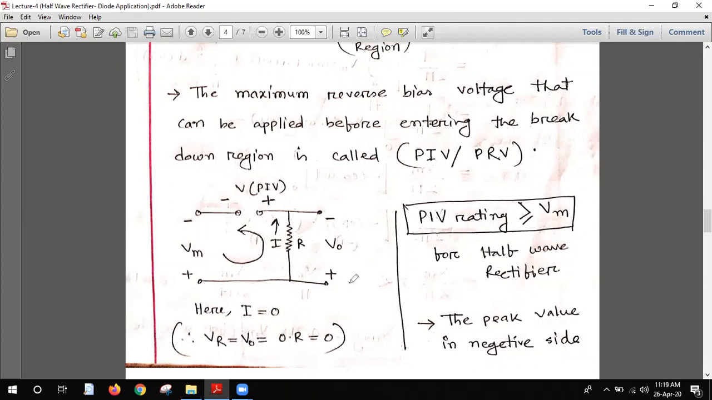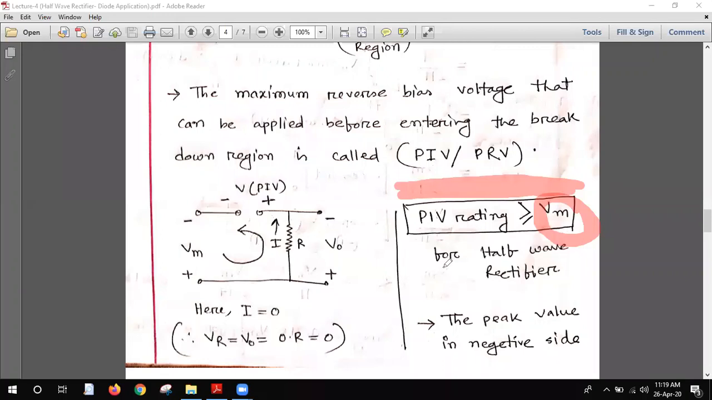Both are the same. So in this half wave rectifier, the PIV rating is Vm, and the reverse voltage should be less than Vm. When it crosses Vm, it will enter the Zener region, so it will totally break down.